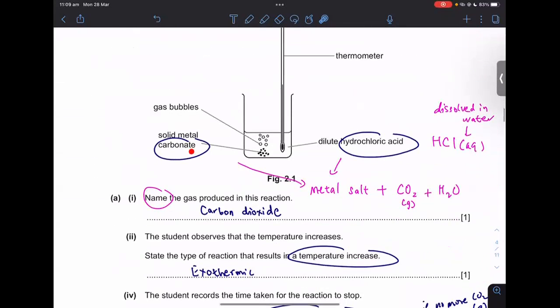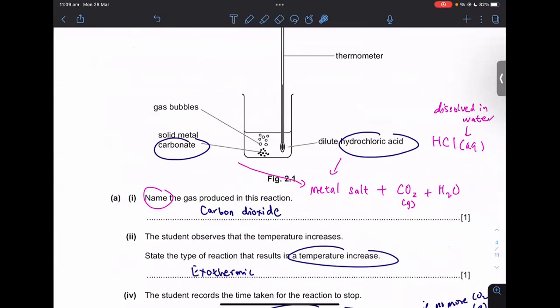Now, this is the exact same reaction, metal carbonate plus acid, you will get metal salt, carbon dioxide, and water. I don't know why some people put down hydrogen or oxygen. That means they don't even have the basic year 9 chemistry content. The simplest thing you can think about is year 9, but when you cannot do year 9, you cannot expect to do year 10 and year 11.